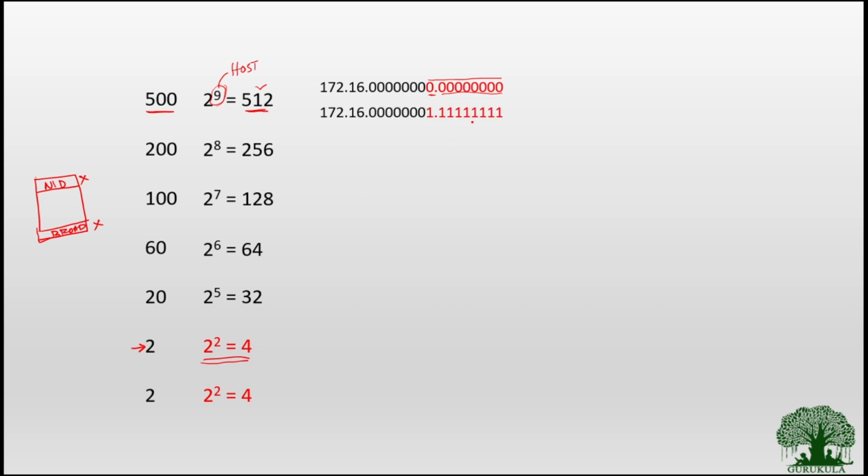So this is sufficient. Then I will have to find the last address. If 9 bits of zeros is the first address, then 9 bits of 1s will be the last address, keeping the network part unaltered. Right. So what we can do is convert this into decimal form.